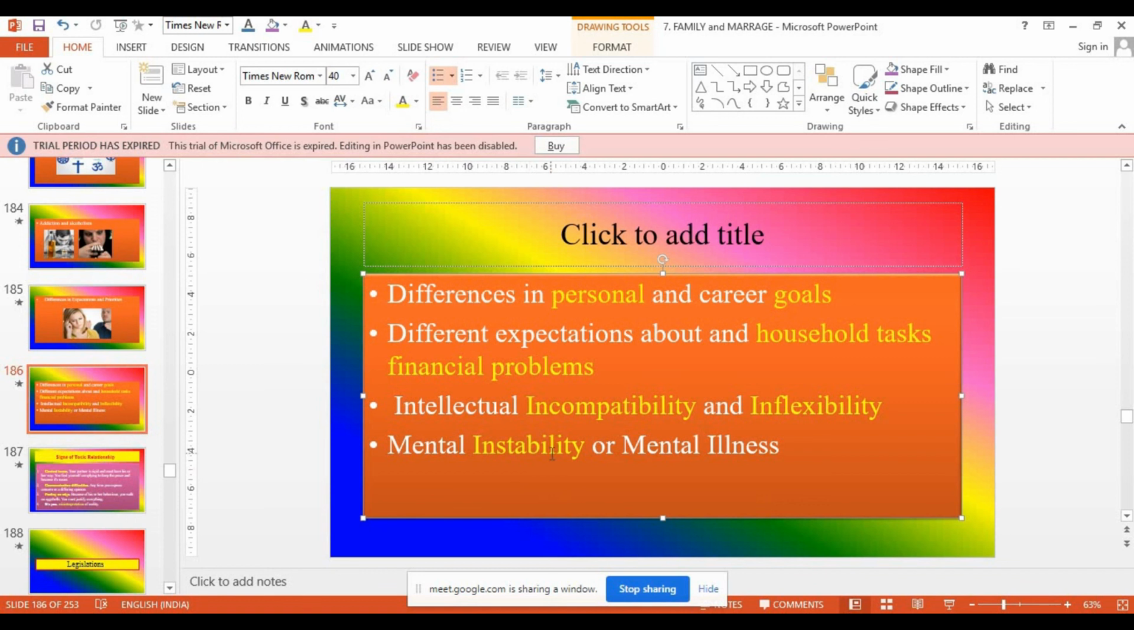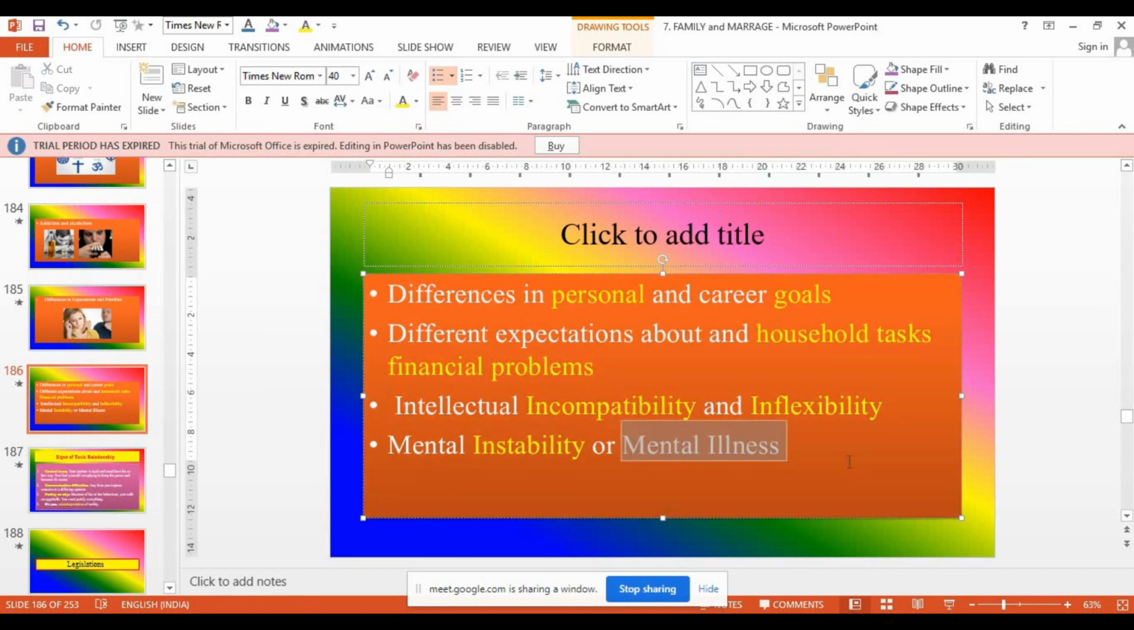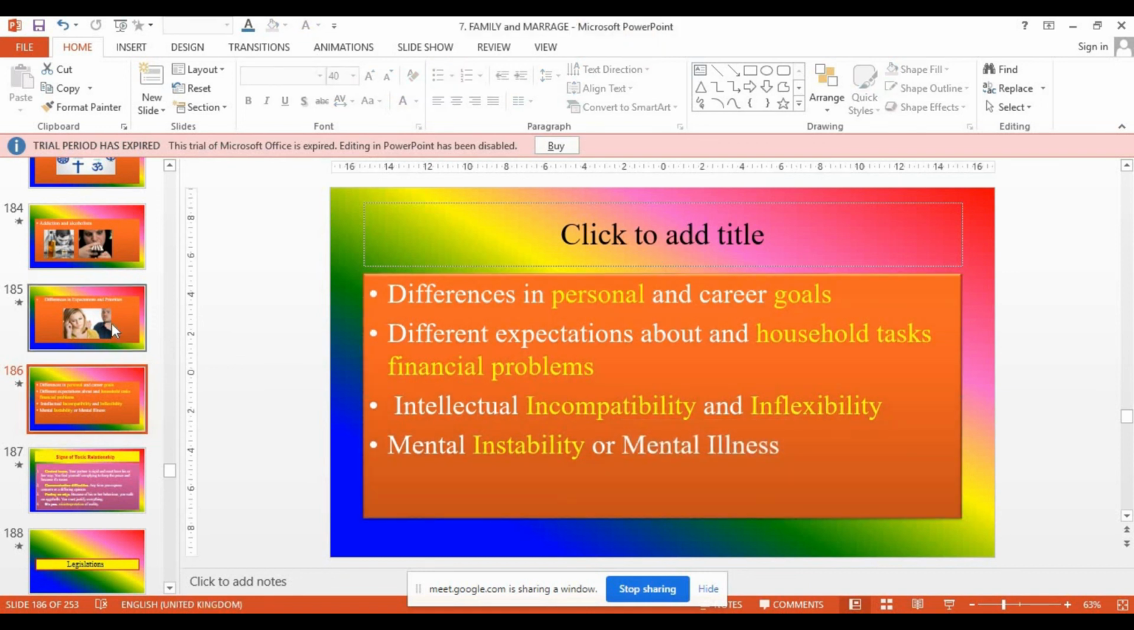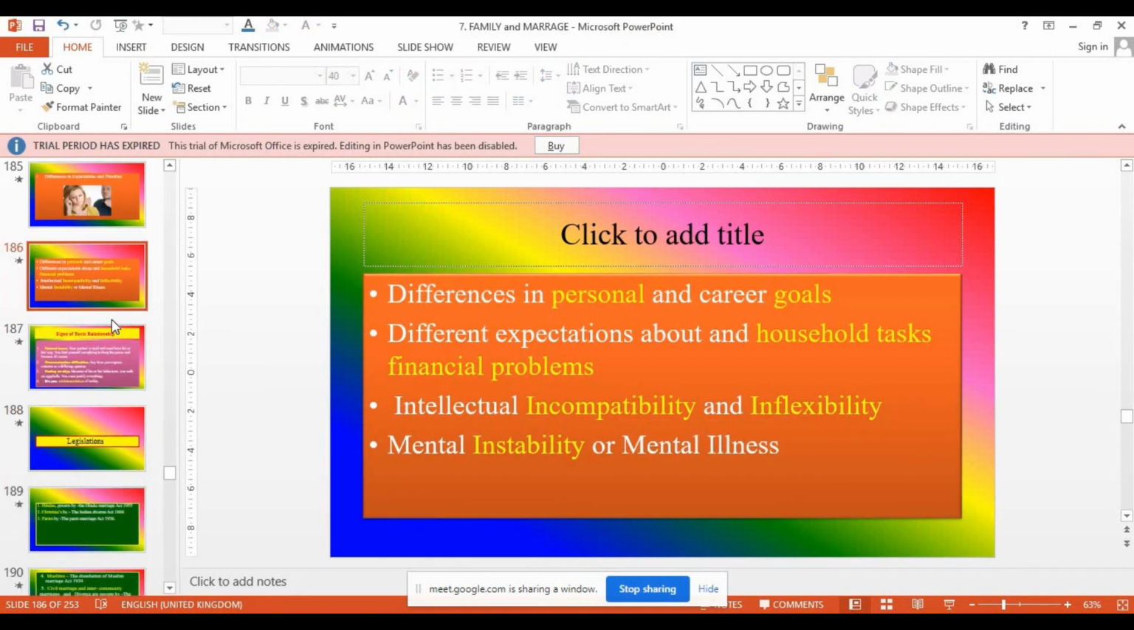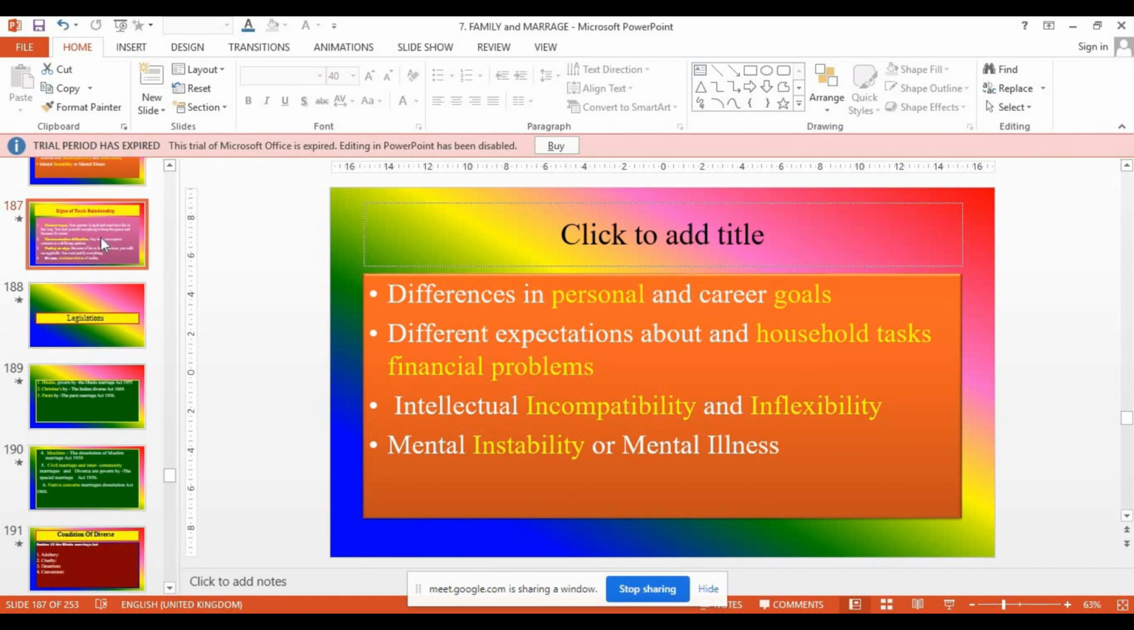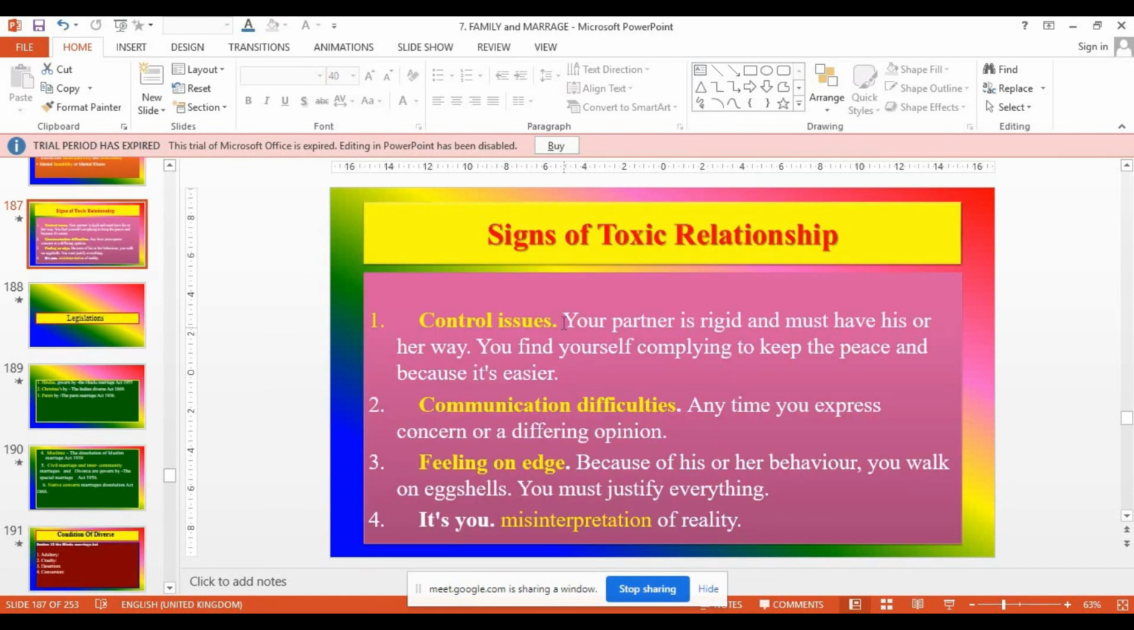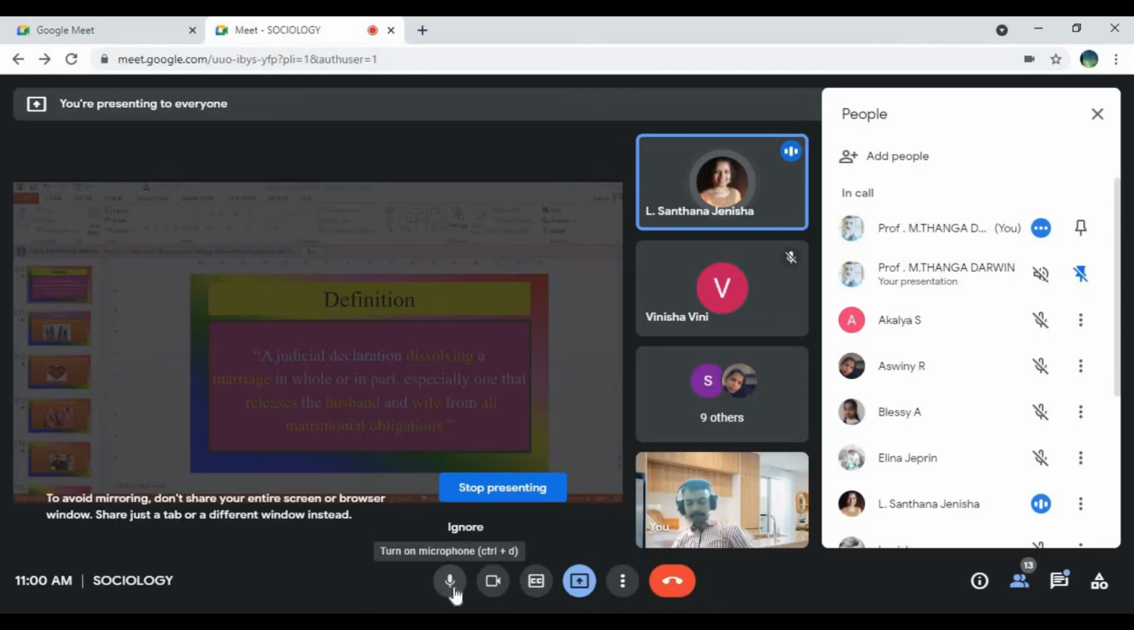Then mental instability, mental illness, mainly stress, anxiety, depression. So every family member should maintain mental hygiene, adopt defense mechanisms to prevent stress, and adopt mature defense mechanisms for a healthy and enjoyable life. So these are the reasons that cause divorce. In the next class we will learn about signs of toxic relationship.